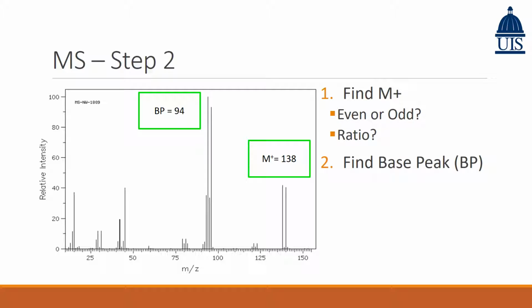So as we move to step 2, we're going to find our base peak. This is 94. This is our most stable point, okay, which is why there's the most of it left.